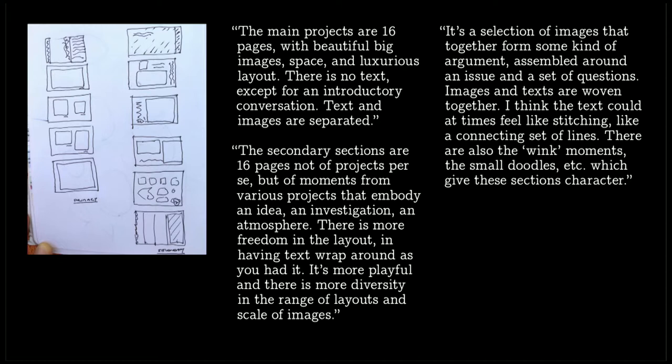The secondary sections are 16 pages not of projects per se, but of moments from various projects that embody an idea, an investigation, an atmosphere. There is more freedom in the layout and having text wrap around as you had it. It's more playful and there is more diversity in the range of layouts and scale of images. It's a selection of images that together form some kind of argument, assembled around an issue and a set of questions. Images and texts are woven together. I think the text could at times feel like stitching, like a connecting set of lines. There are also the wink moments, the small doodles, et cetera, which give these sections character.